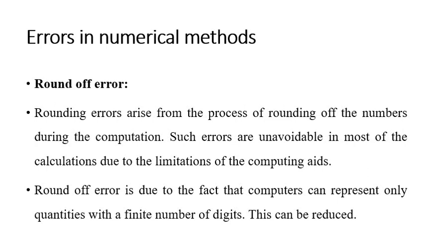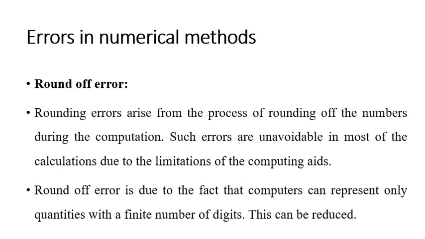First topic: Errors in Numerical Methods. There are different types of errors. First one is round off error. Rounding errors arise from the process of rounding off the numbers during the computation. Such errors are unavoidable in most of the calculations due to the limitations of the computing aids. Round off error is due to the fact that computers can represent only quantities with a finite number of digits.